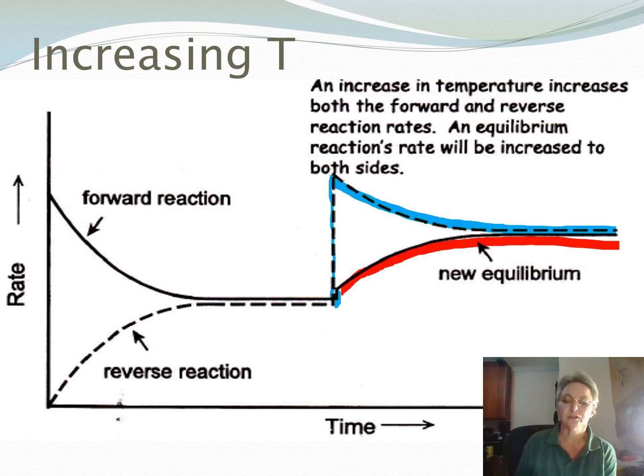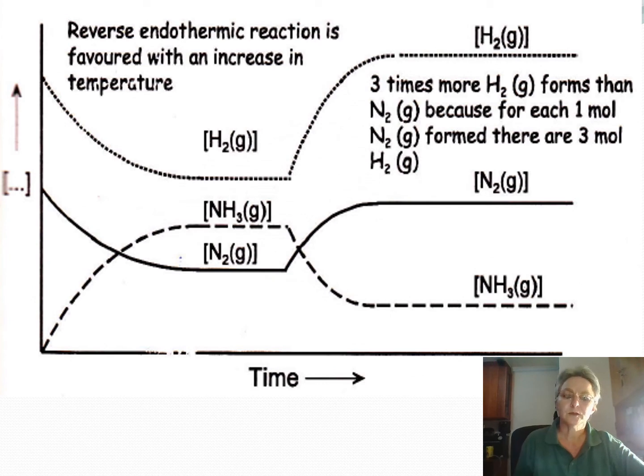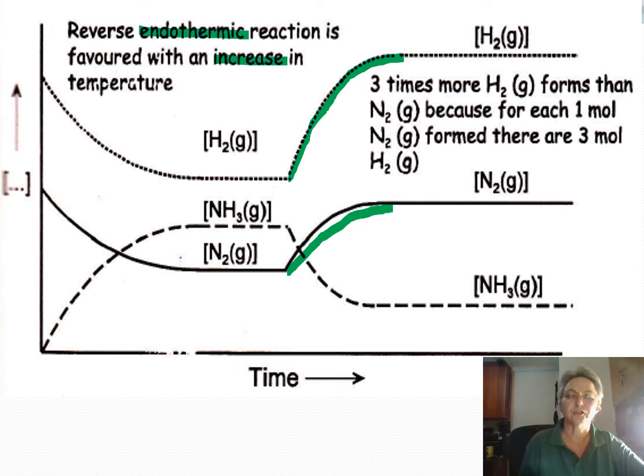Lastly, we look at the concentration. In this graph you can see that the endothermic reaction is favored with an increase in temperature. So the concentration of the hydrogen increases until it reaches new equilibrium. The concentration of the nitrogen increases until it reaches new equilibrium, and the concentration of the ammonia decreases until it reaches new equilibrium.